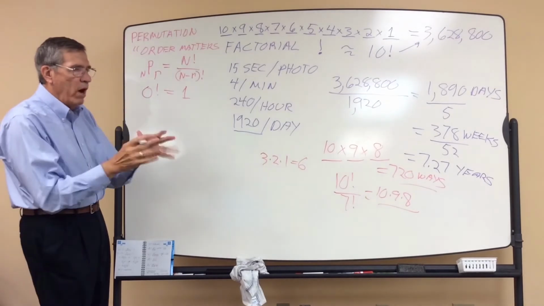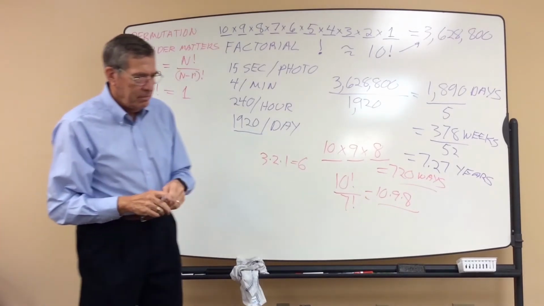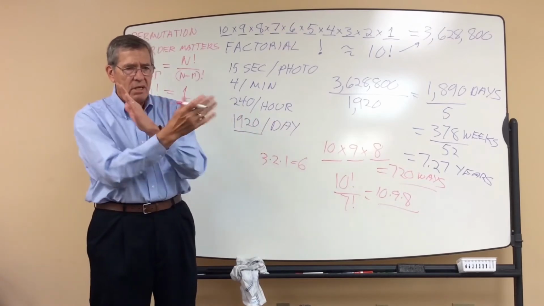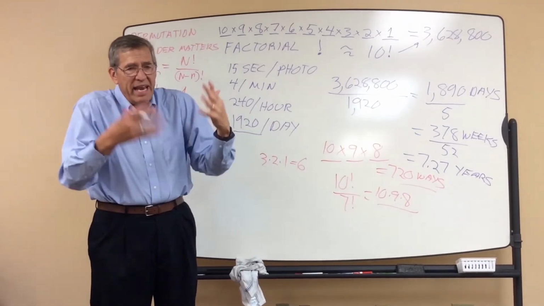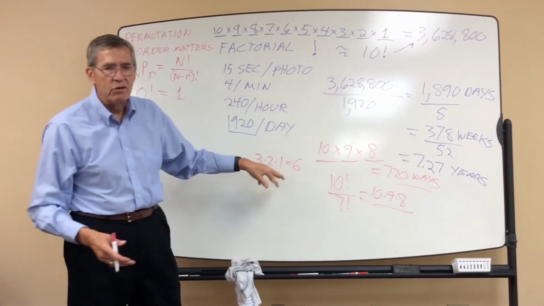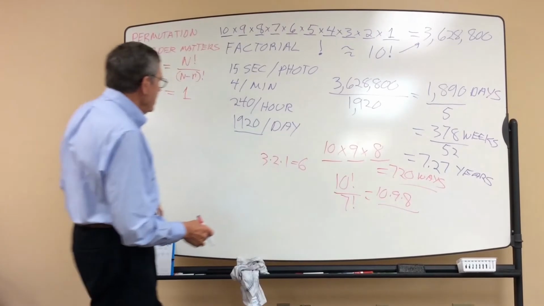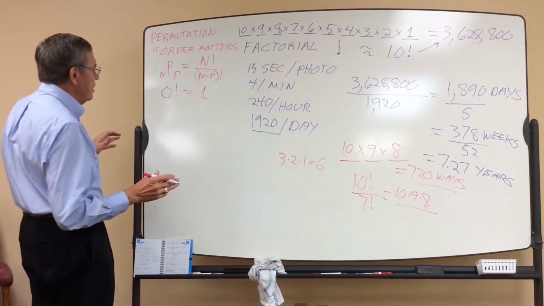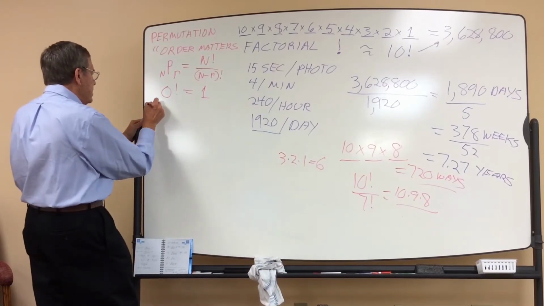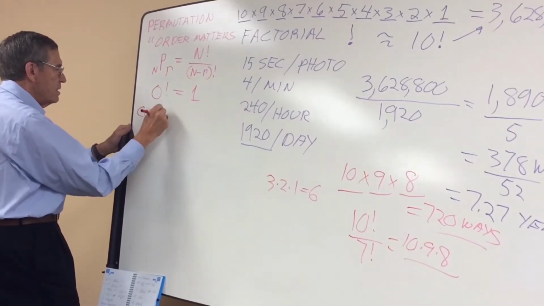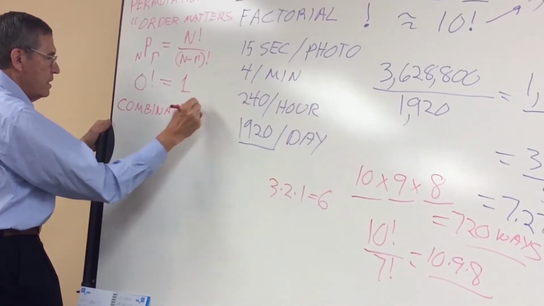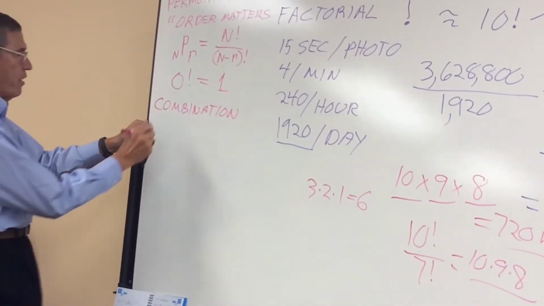Now, what if order doesn't matter? We showed you an example here with books where you pick out 3 books, but you could arrange them any way you want it, and they would be the same. And we said for 3 books, there would be 6 different ways of doing that. Okay? So the second term I want to define for you is called combination. And order does not matter.